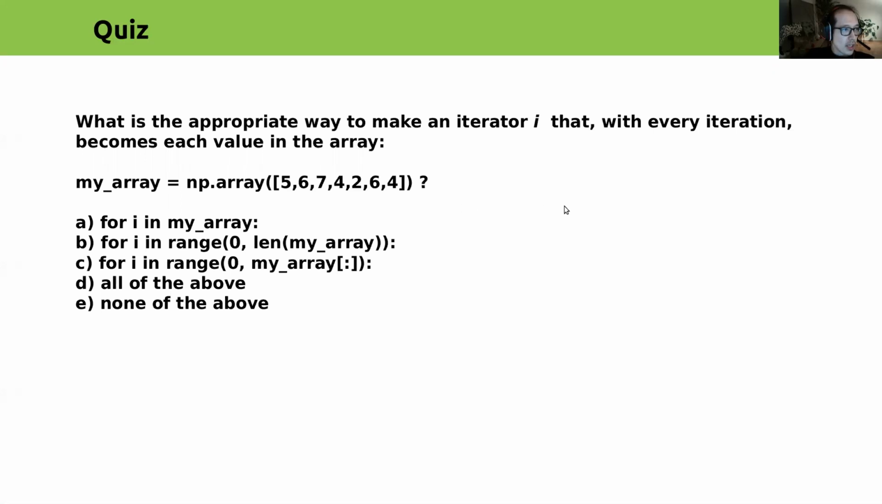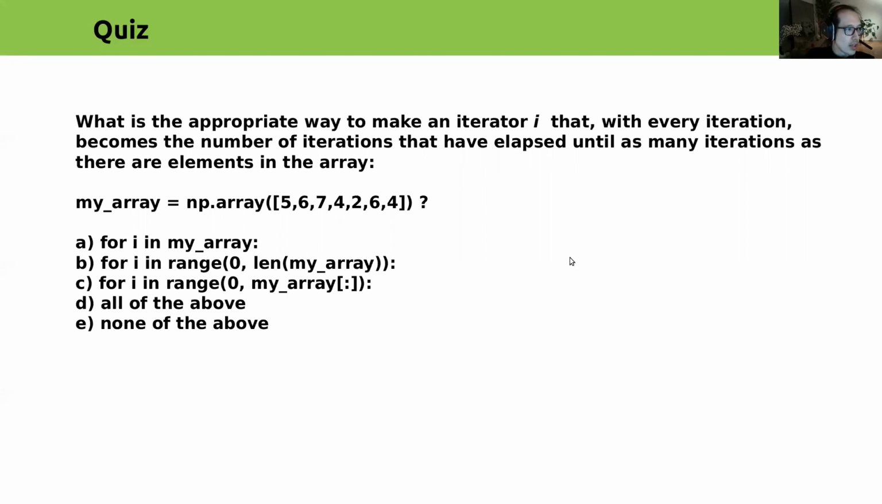What is the appropriate way to make an iterator I that with every iteration becomes each value in the array? So if we think about this, we're asking I to become each value in the array. So that's distinct from asking it to take on a range of values from 0 to some number. So it's not going to be either of these range options. It's just going to be this first one here, for I in my array. And if we were to write this, the loop would work such that I would be first 5 and then 6 and then 7 and so on.